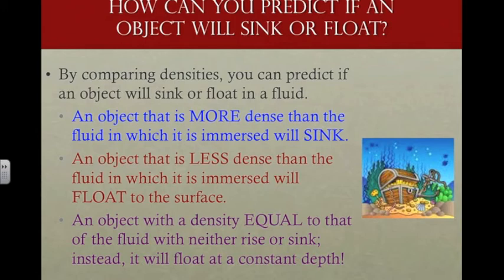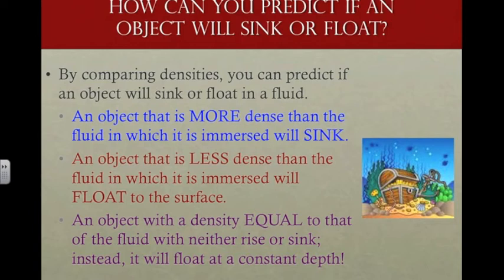An object that is less dense than the fluid in which it is immersed will float to the surface. Like a plastic bottle filled with air can float at the top of the water because the air in the plastic is less dense than the water.